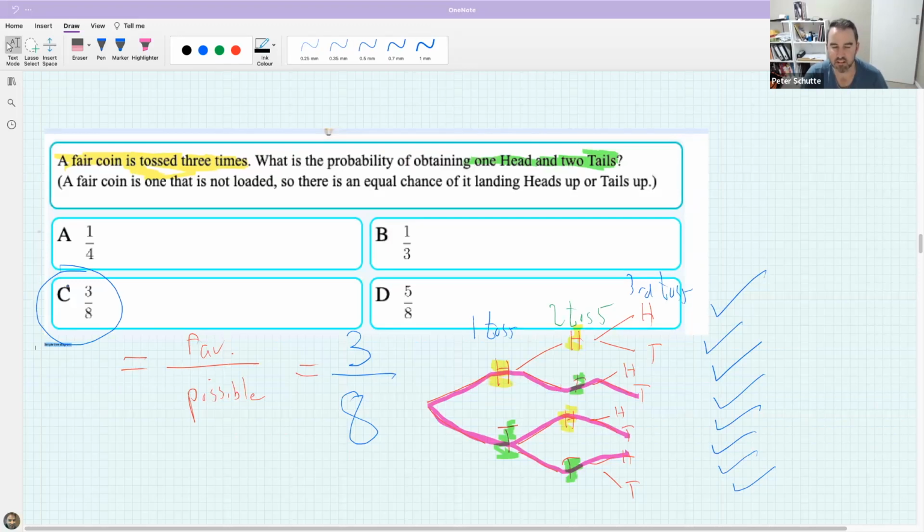Okay, now that is in lessons 4 and 5. I'm going to go over the tree diagram in a lot more detail. Today is just a getting going.